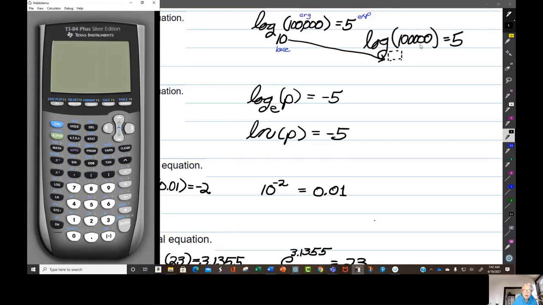We can even do this problem over here. The word log is log base 10. The log on your calculator is log base 10. The log of 100,000, close parentheses, enter, is 5. It's a very true statement.